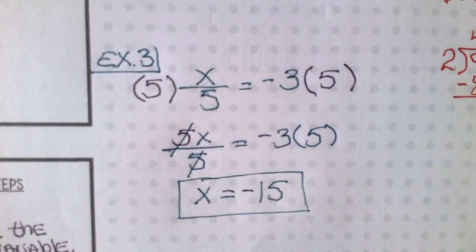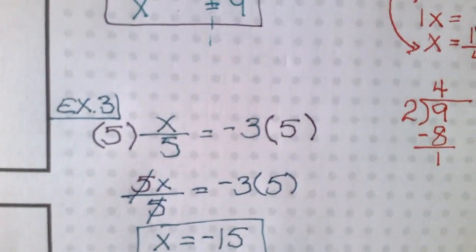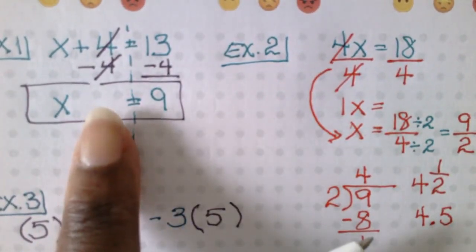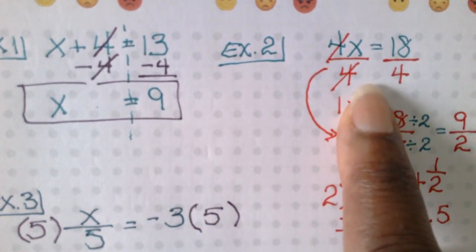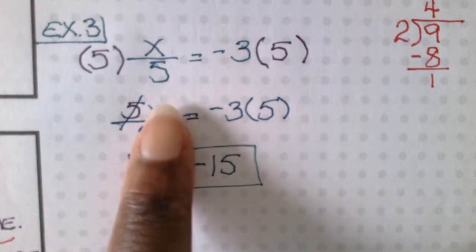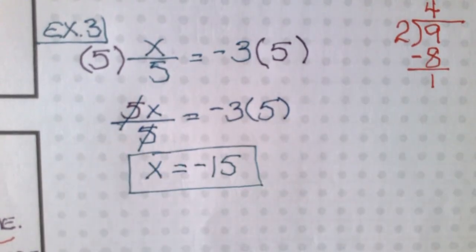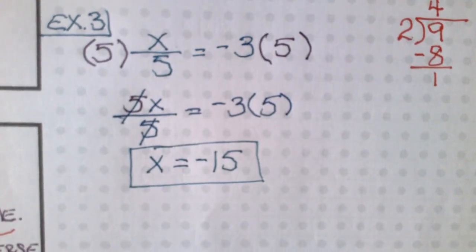Okay? These are all called one-step equations. The reason why, all we had to do was one thing. In order to get x by itself here, we had to subtract 4. That's one step. In order to get x by itself here, we had to divide. That's one step. In order to get x by itself here, we had to do one step, which was multiply. Okay? So those are your one-step equations.